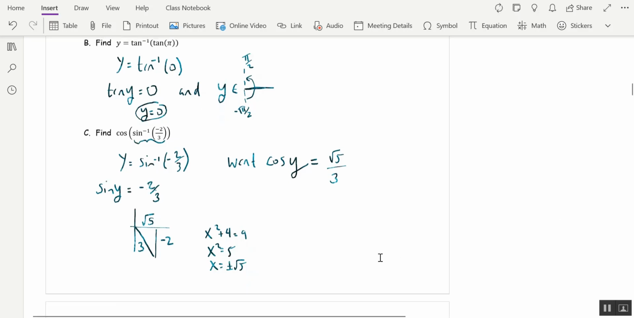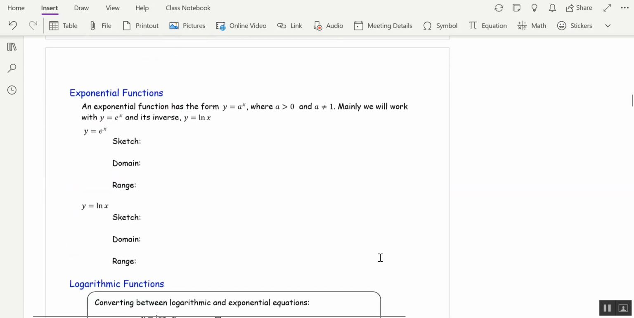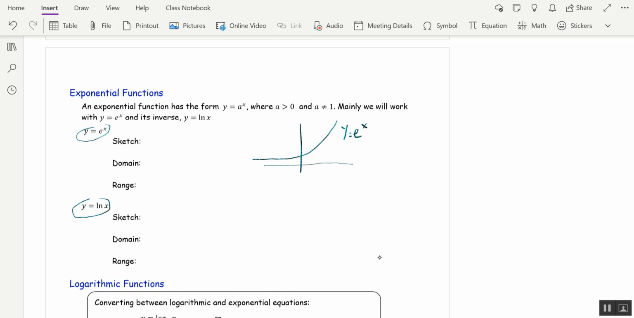Okay, let's move on to the exponentials and logarithms. Logarithms are the inverse of the exponential functions. So mainly we'll be working with e to the x and ln x. And so you should have these graphs burned into your brain. This is y equals e to the x. And if you remember the graph, you get the domain and the range for free. We can see the domain is all x, and the range is y strictly greater than 0. e to the x never crosses the x-axis.